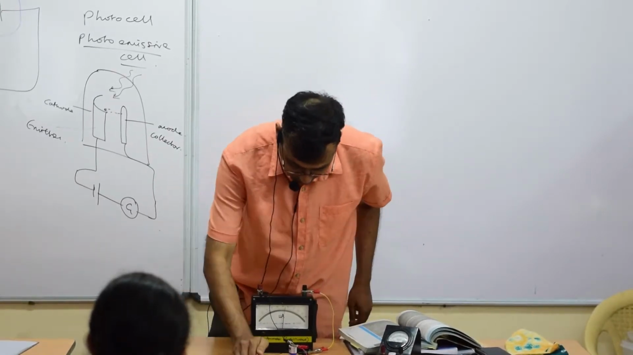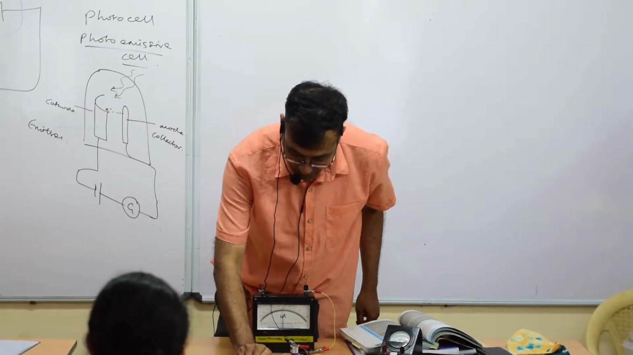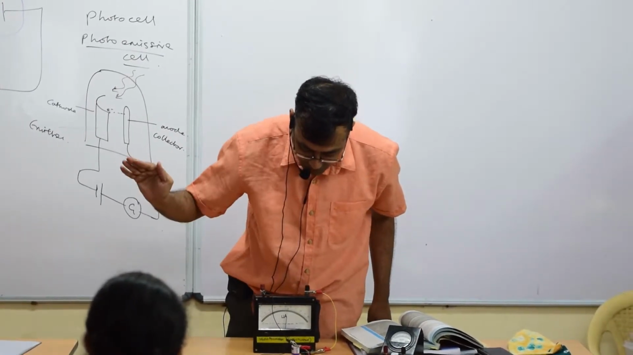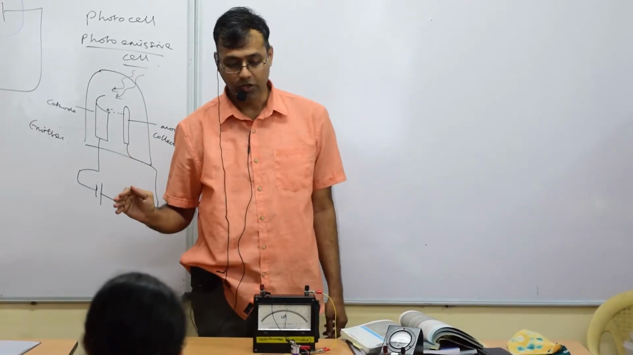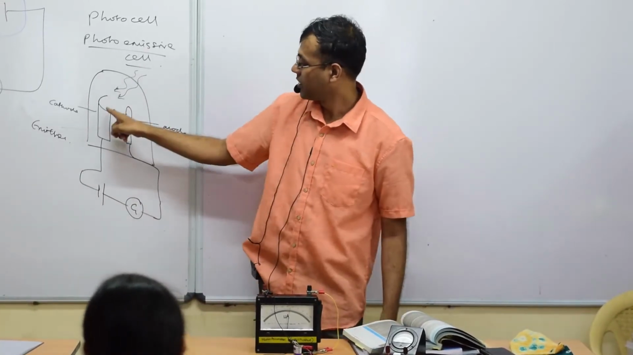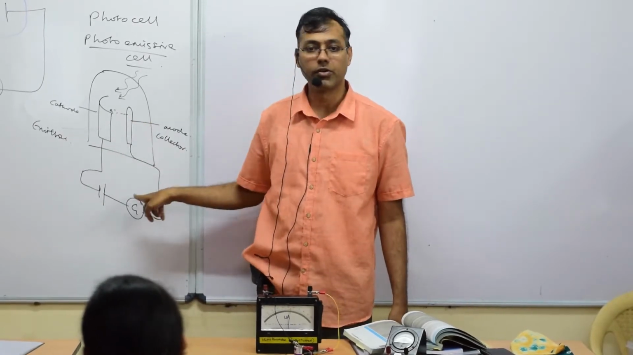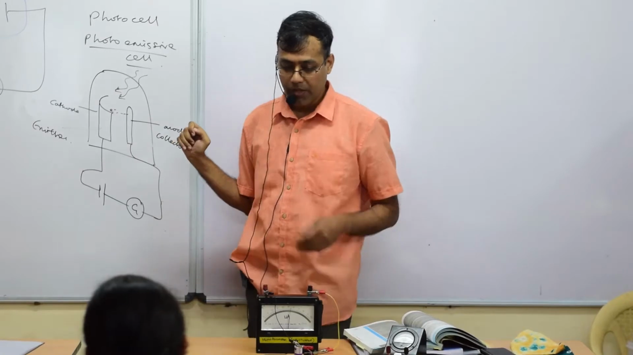So if I close this, you see that it's decreasing, right? The moment I open this, you can see it's increasing, right? So that means whenever the light is falling, there are some electrons going here and completing the circuit, right?